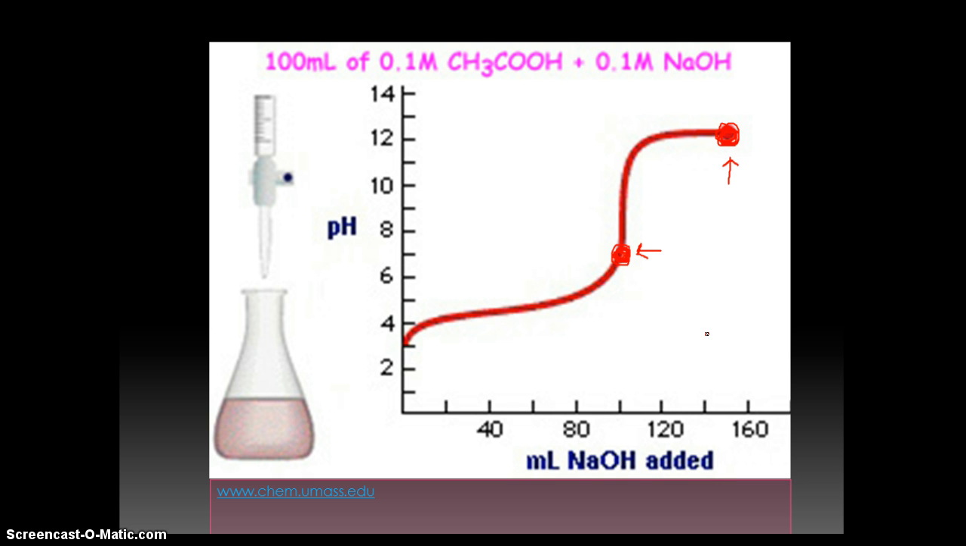So please make sure you know those 2 points. Equivalence point is going to fall at about a pH of 7, and end point is at the end of the curve.